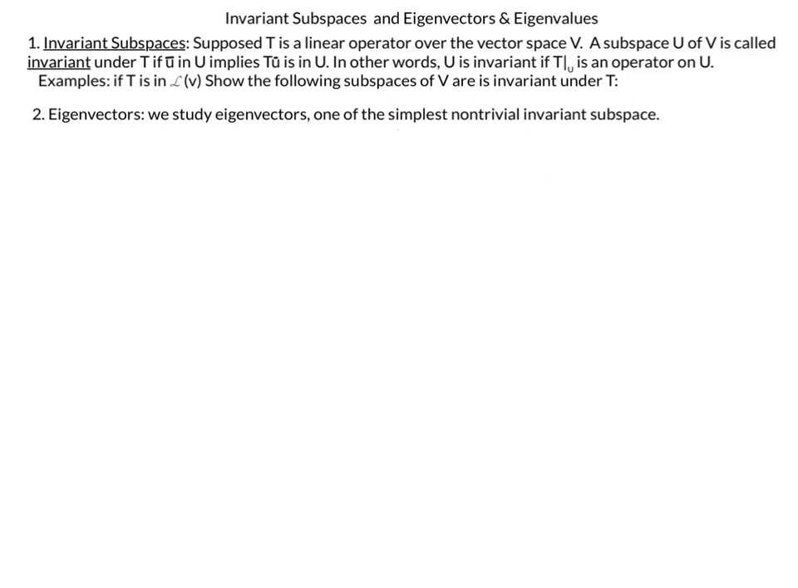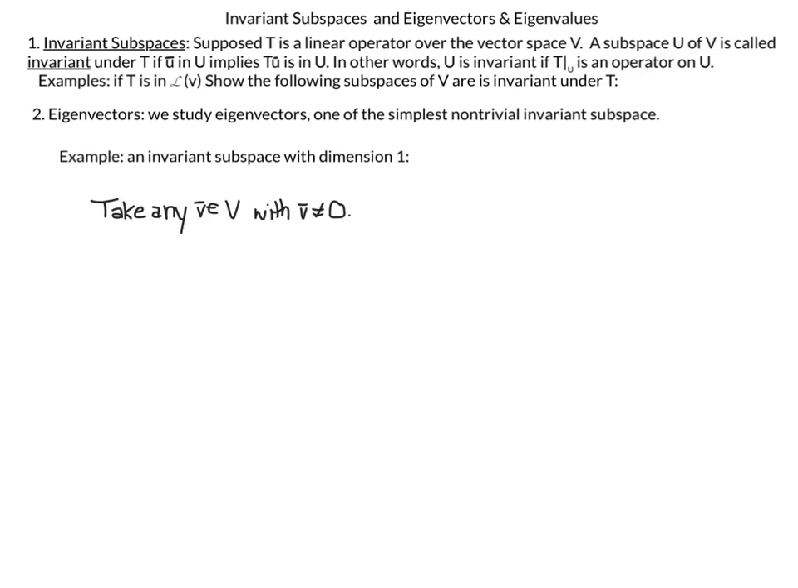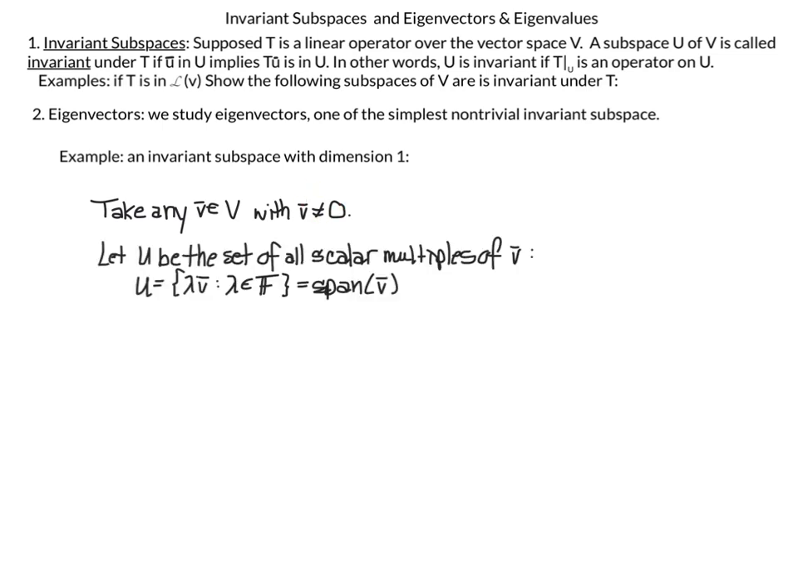Looking at the simplest non-trivial invariant subspace is going to motivate our discussion of eigenvectors and eigenvalues. The example we'll take a look at is an invariant subspace with dimension 1. We will start by taking any vector v in a vector space V with our vector not equal to the 0 vector. We will then define U, our subspace, to be the set of all scalar multiples of v. That is, U is the set of vectors lambda v, where lambda is a scalar in our field. So this is equal to the span of the vector v.